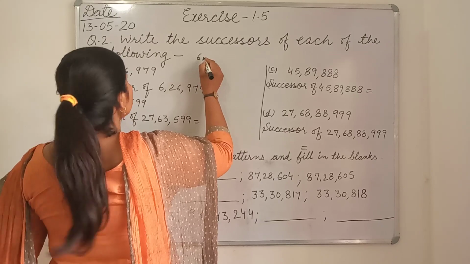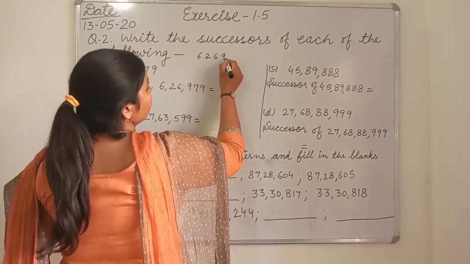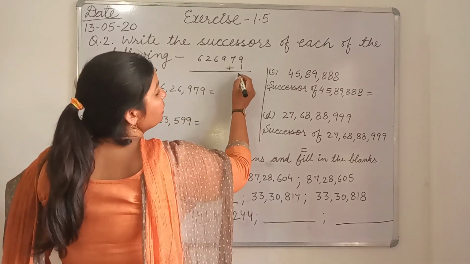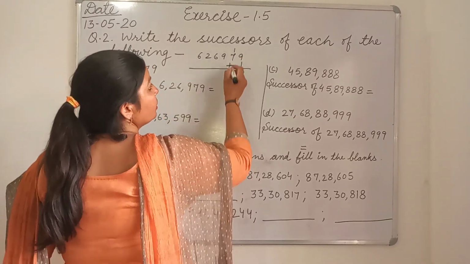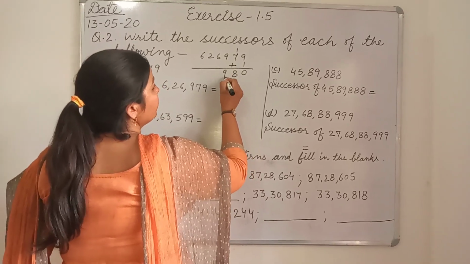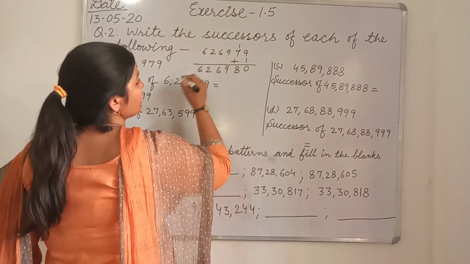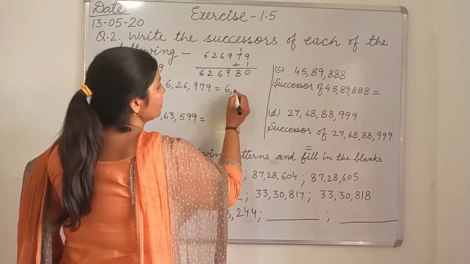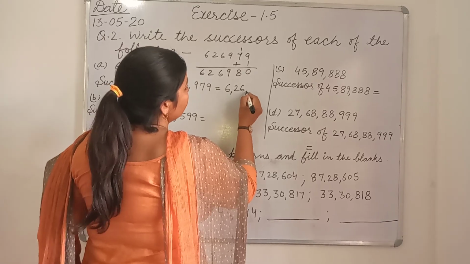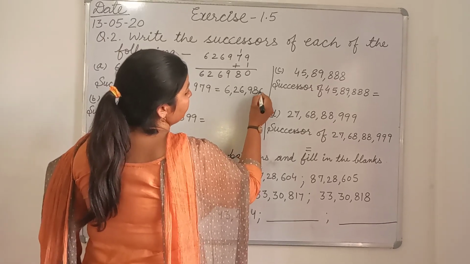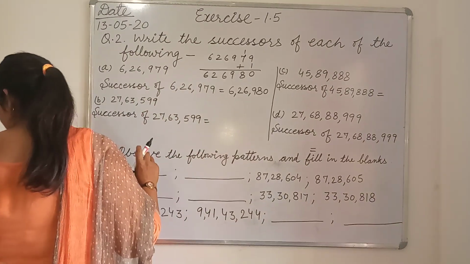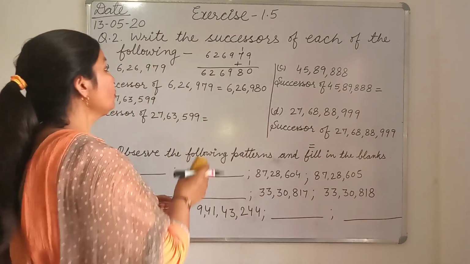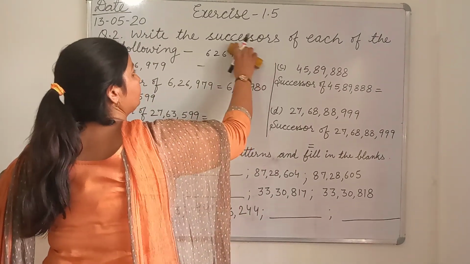Now we add 1 to this. 6,26,979 plus 1. When we do 9 plus 1, 10, 1 goes carry. 7 plus 1, 8. 9, 6, 2, 6. So it becomes 6,26,980. So 79 plus 1 becomes 80. Like this you will do addition, plus 1.